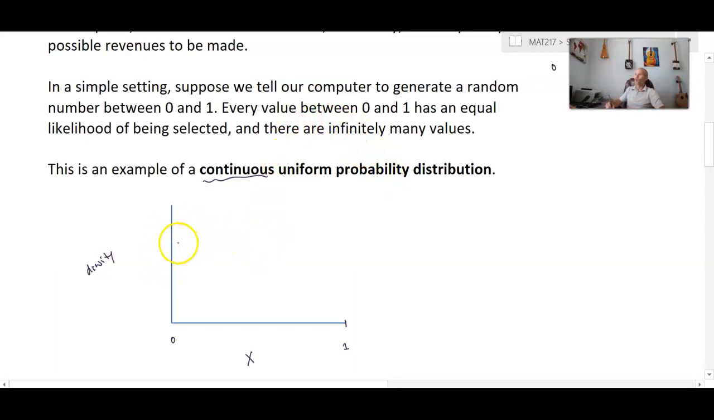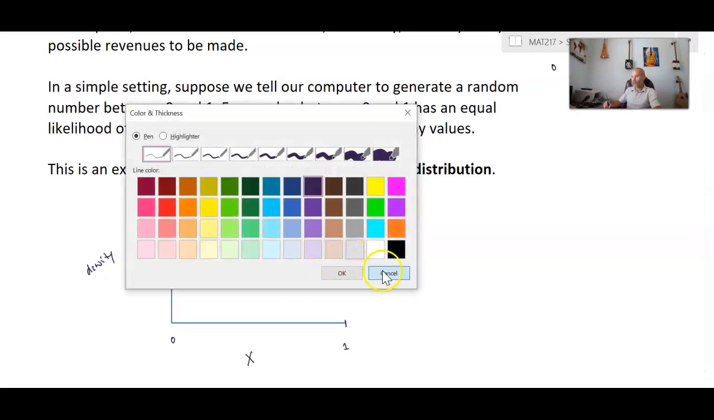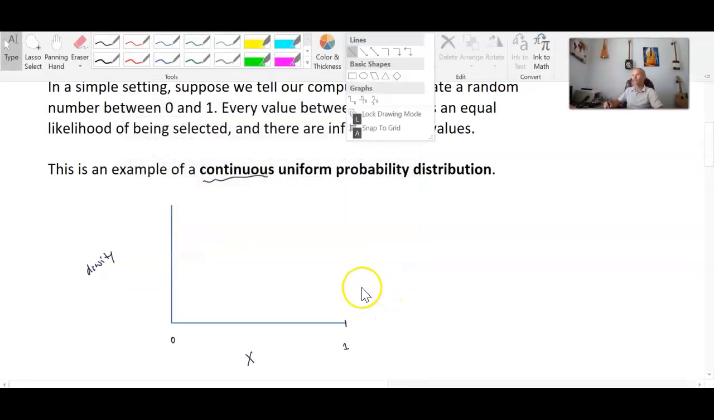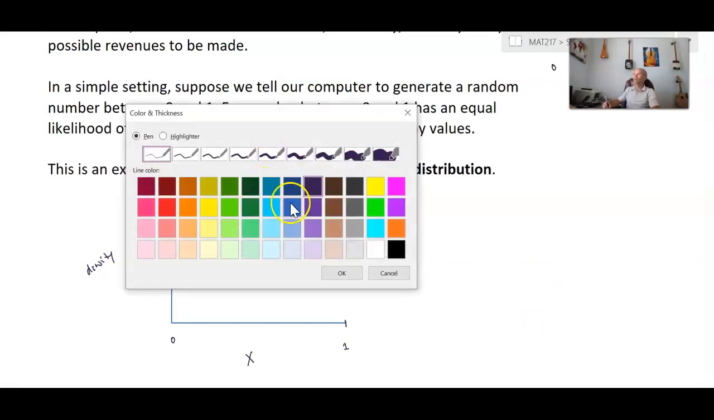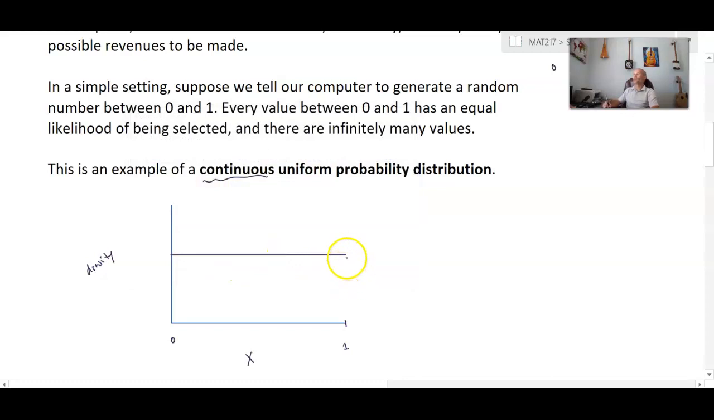So what we're going to do is I'm going to draw a horizontal line here. And this horizontal line is going to represent the fact that between 0 and 1, every outcome is equally likely. Now, one of the things that we like to do is we like to let the area under this curve, or the area under this line, be 1, okay? We want this area right here to be 1.